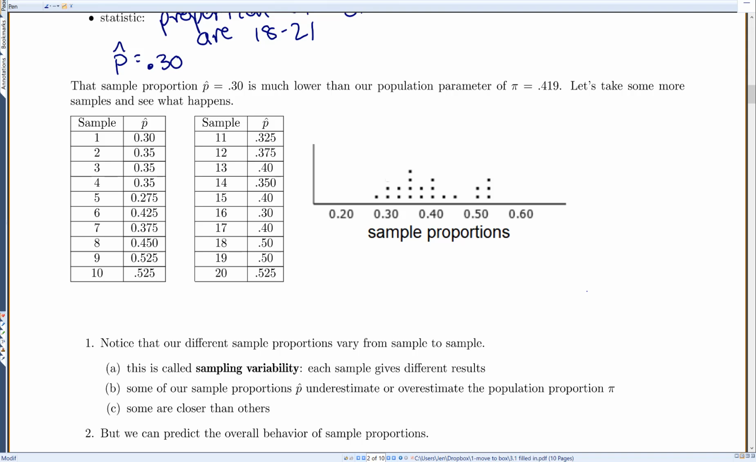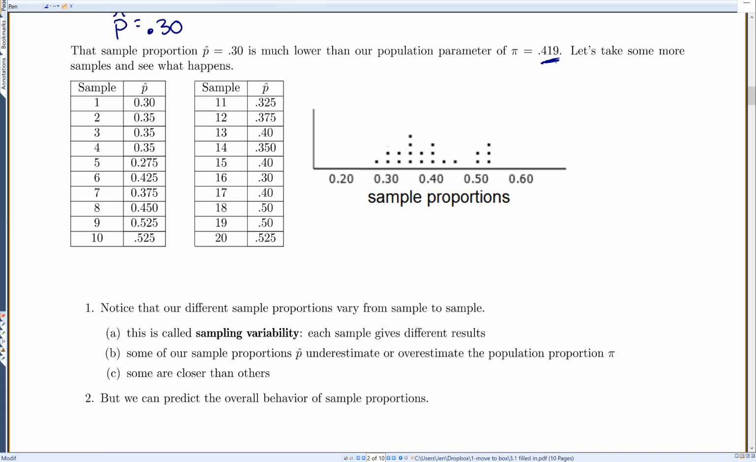Okay, so some of our sample proportions, p hat, are going to underestimate the population proportion. Our true population proportion is around 0.4ish, right? So everything over here is underestimating it. Everything up here is overestimating it. But some are closer than others, and we kind of hope in the end that if we took lots of different sample proportions, they'd average out right at our parameter of 0.419. I can't tell you if you take one sample whether you're going to be overestimating or underestimating, if you're going to be really close or farther away, but I can tell you the overall behavior of all the different sample proportions.